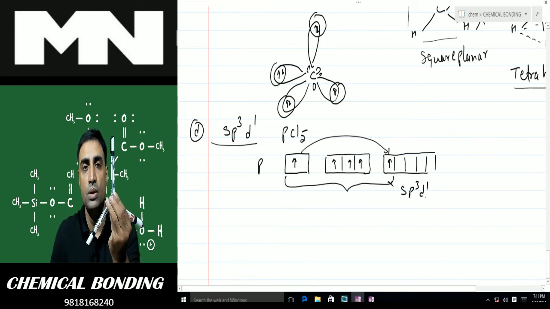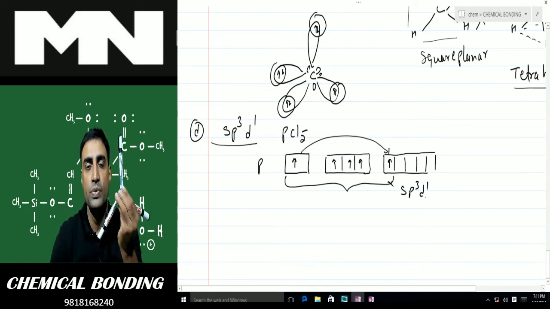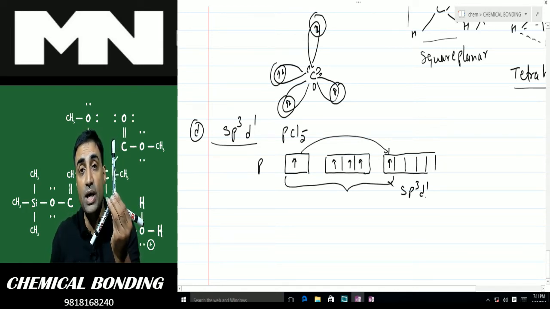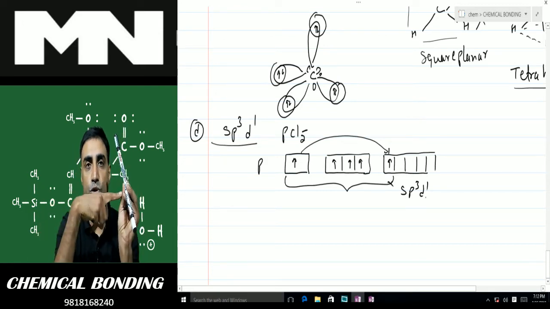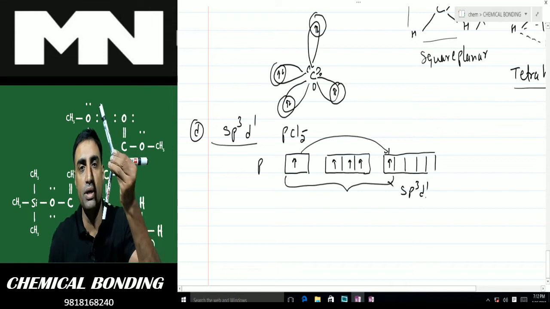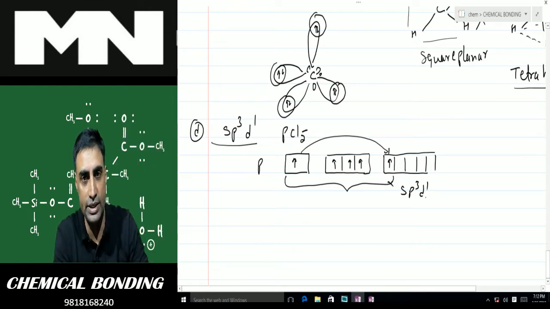Dear students, I taught you that when the hybridization is sp2, the shape is trigonal. In sp3, one of the bonds came perpendicular. Now in sp3d1, one of the bonds will come like this, the other one will come from the opposite side. So these 3 bonds will remain in their plane. They will not bend to either side.